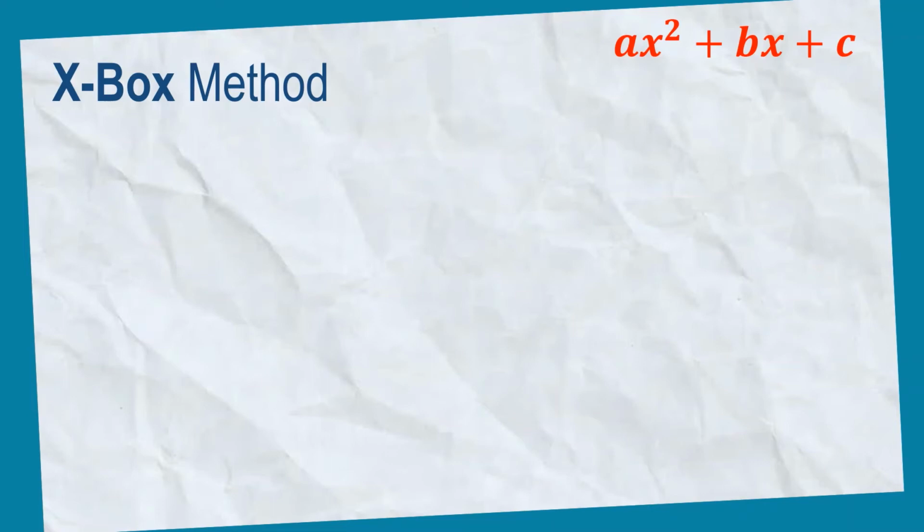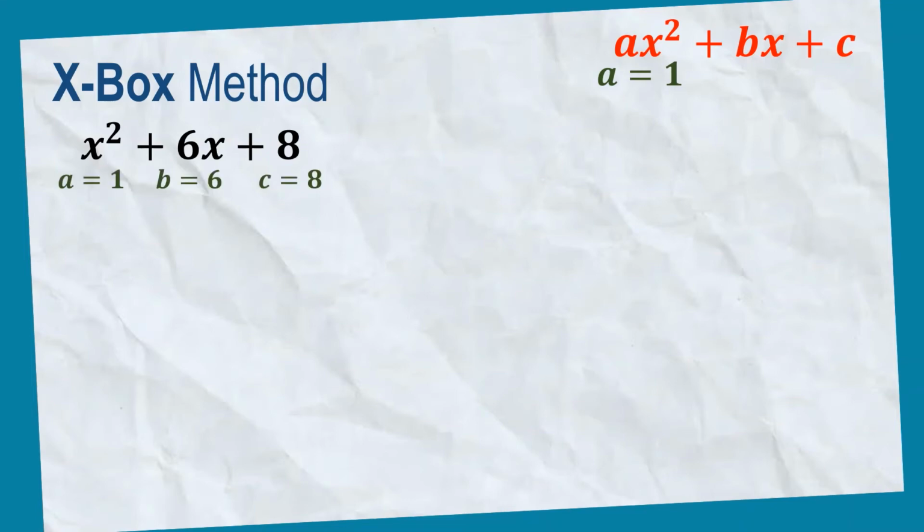Pwede po itong gamitin sa general trinomial in the form of ax squared plus bx plus c where a is equal to 1. Example number 1, x squared plus 6x plus 8. Identify natin si a, b, and c. In this case po, a is 1, b is 6, and c is 8. At ngayon ay bumuo tayo ng x. Sa taas na parte, isusulat po natin ang product ni a and c.